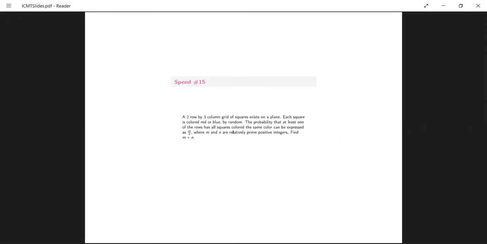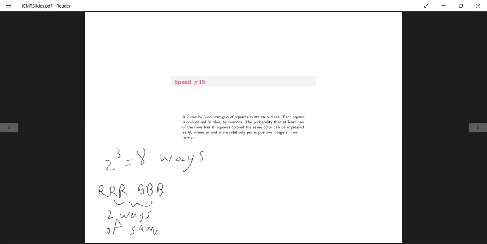So instead of trying to compute the probability that at least one of the rows has the same color, let's compute the probability that none of the rows have the same color. Each row, since it has 3 tiles, can be colored in 2 to the 3 is equal to 8 ways. This is the number of ways each row can be colored. And 2 of these ways have all tiles the same color. So we can either have RRR or BBB. So these are the 2 ways that we have the same color.